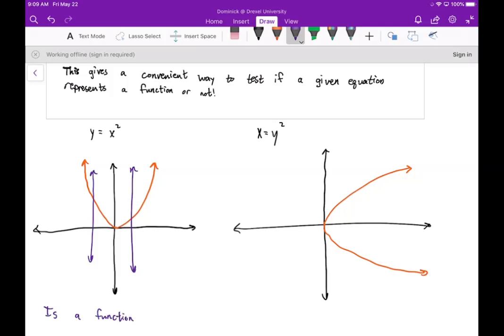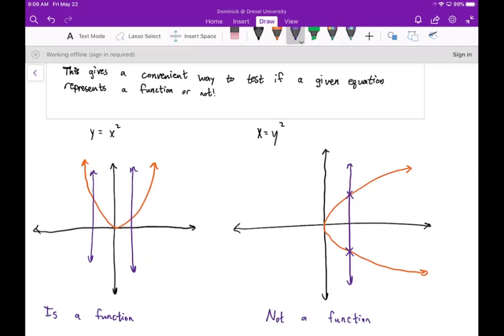Whereas on the other hand, if you draw a vertical line almost anywhere, you're going to hit it in more than one spot, right? You're going to hit it here and you're going to hit it here. So since that happens, this is not a function. And of course, you really only need that to happen once. It doesn't matter that I can draw basically any vertical line and I'm going to hit more than once. You just need to be able to come up with one, right?